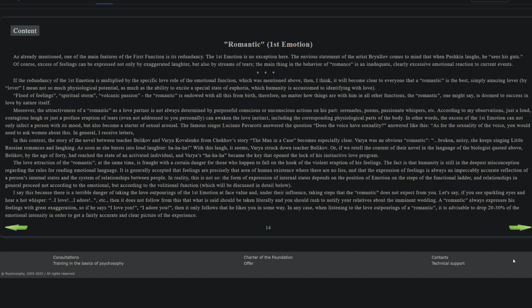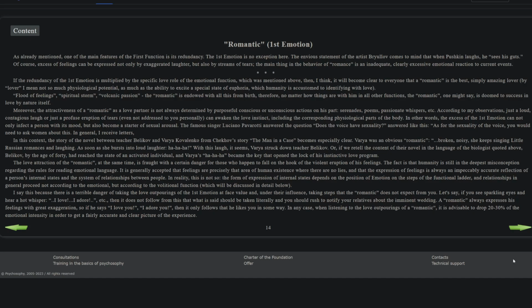The main thing in the behavior of romance is an inadequate, clearly excessive emotional reaction to current events. So I think here inadequate means not merely adequate, but clearly excessive emotional reaction. It's more than adequate. It's not just adequate.